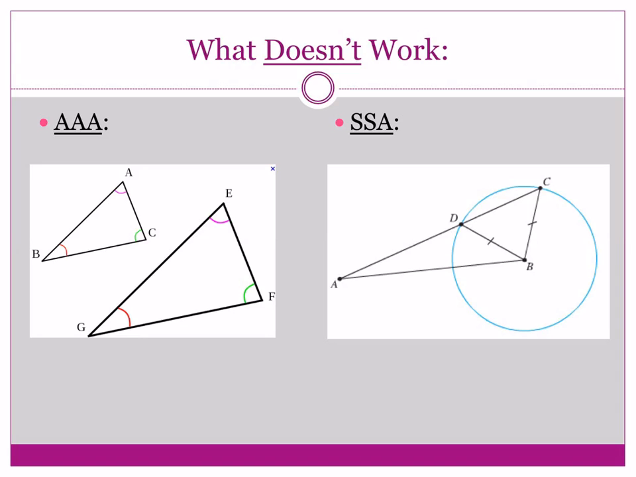There are some things that don't work, though, okay? The first one that doesn't work is angle, angle, angle. If all you know is that the angles of the triangles match up, that's not enough information. And this is a really good picture for why. It's blown up from the other one, right? Yeah, so that's not enough information. All you have to do is put it on the copier and press enlarge, 150%, right? You have non-congruent triangles that have congruent angles.